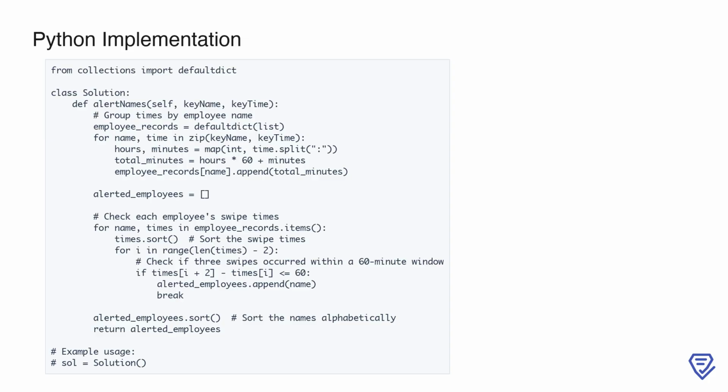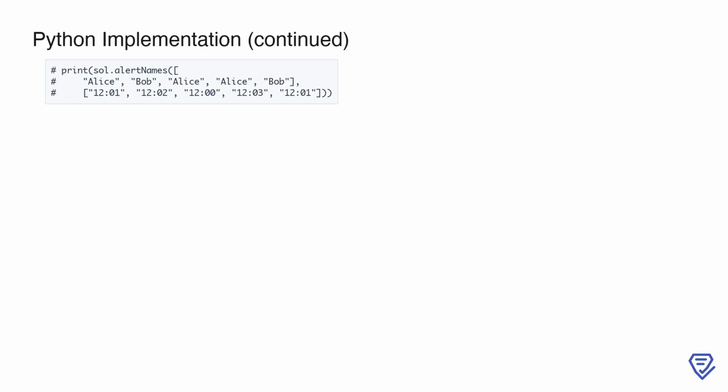Finally, once all employees have been processed, we sort the list of alerted names alphabetically for the required output format and return it. In this example usage, we pass 2 lists to the alertNames method. The first list, Alice, Bob, Alice, Alice, Bob, represents the names of employees swiping their key cards, while the second list, 12:01, 12:02, 12:00, 12:03, 12:01, represents the corresponding swipe times.